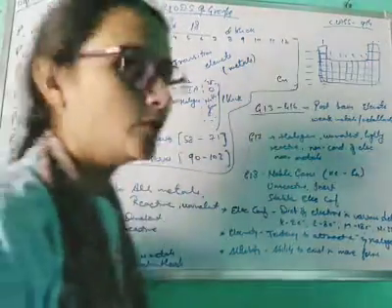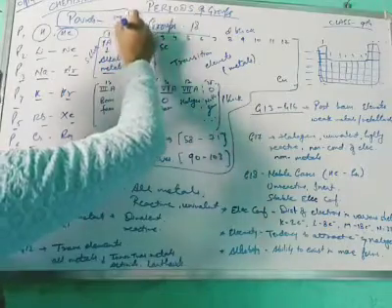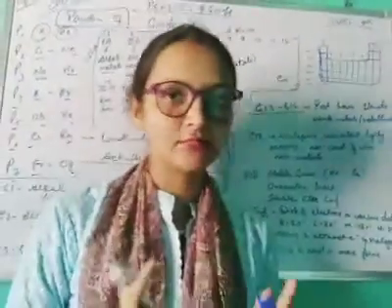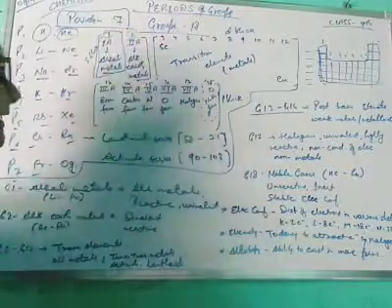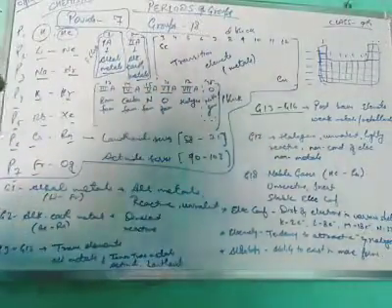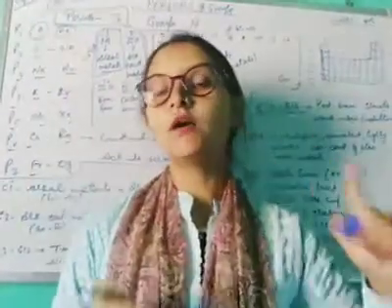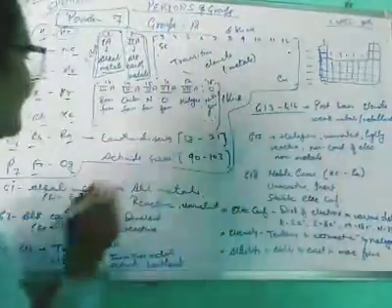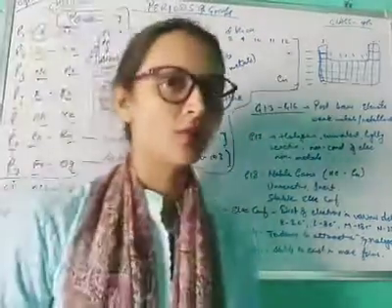Now come to groups. There are 18 groups. The first and second groups are called S block elements. The first group is called alkali metals. The second group is called alkaline earth metals. From the 3rd to the 12th group, these are all transition elements. Then after that, groups 13, 14, 15, 16, 17, 18 all lie in the P block.